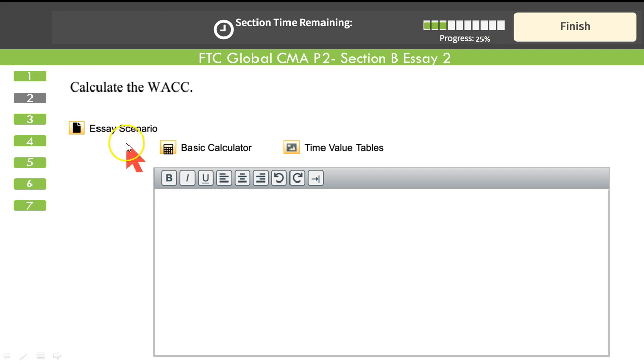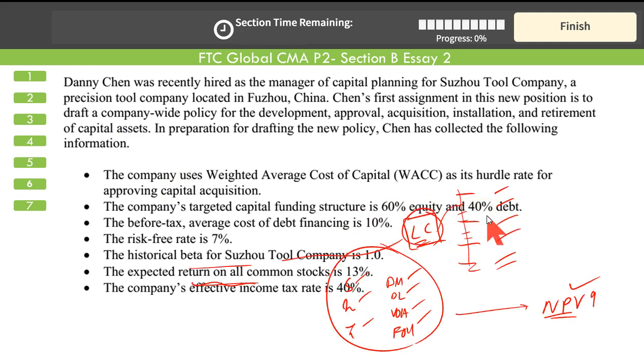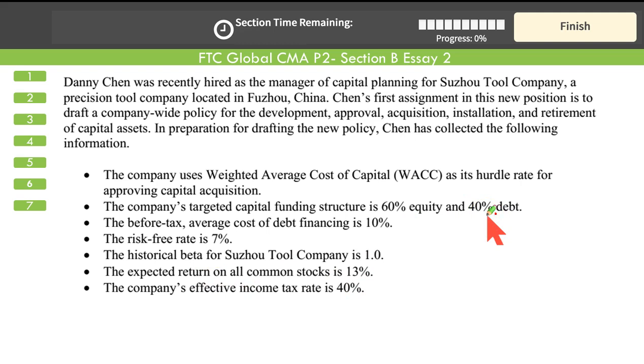Okay, going back to the question. We need 60% weightage from equity and 40% from debt. And what have we been given? We have just equity and debt. Cost of equity and cost of debt are to be calculated. Cost of debt has already been given. It is given as before tax average cost of debt is 10%. We know how to find the cost of debt formula. I'm sure you have gone through it. Cost of debt is coupon times 1 minus tax rate.